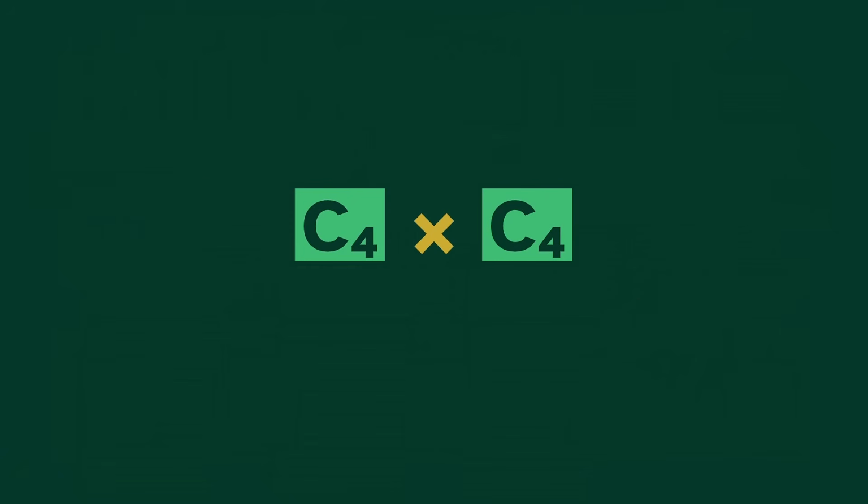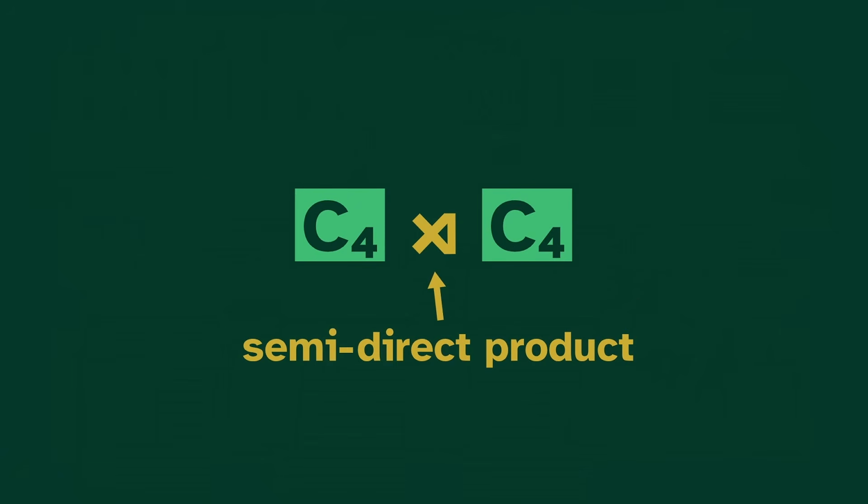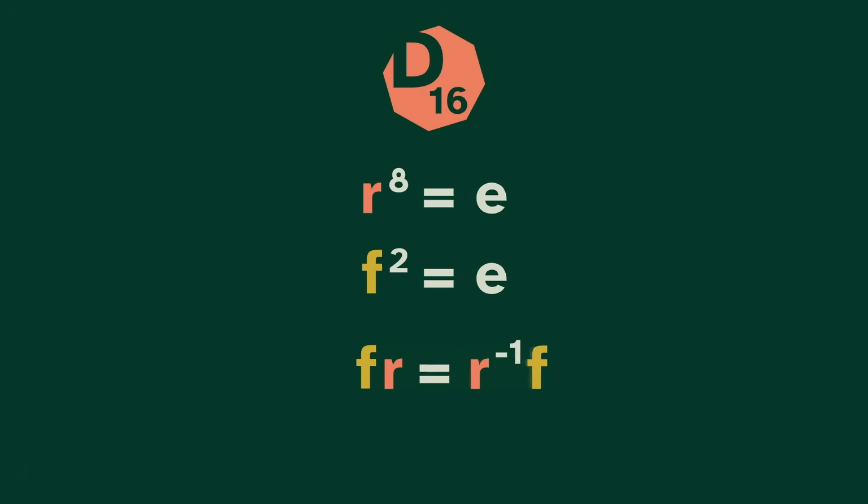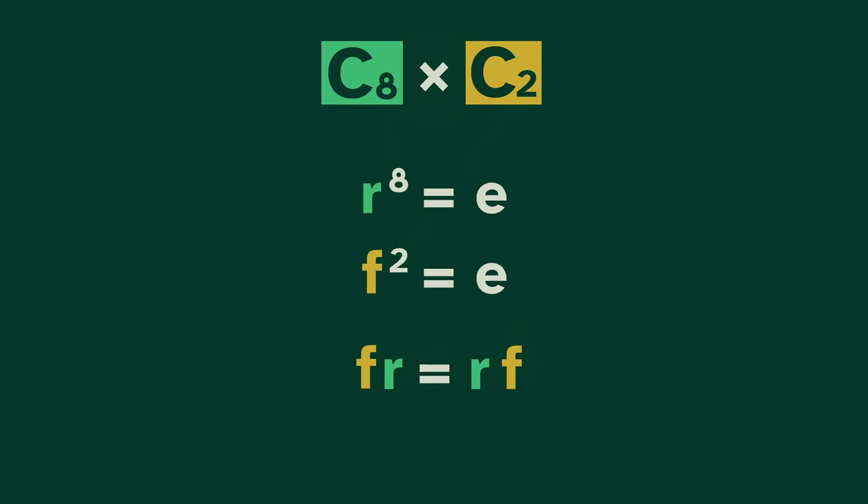The multiplication we've done so far is called the direct product, but there's another type called the semi-direct product. It's a little more tricky, but a lot more useful. Let's use D16 as an example. We have rotate to the 8 is neutral, flip squared is neutral, and rotate gets inverted when it swaps with flip. But what if it didn't get inverted? Then they commute. This would be an abelian group. Which abelian group? R makes an 8 cycle, and F makes a 2 cycle, so C8 times C2?